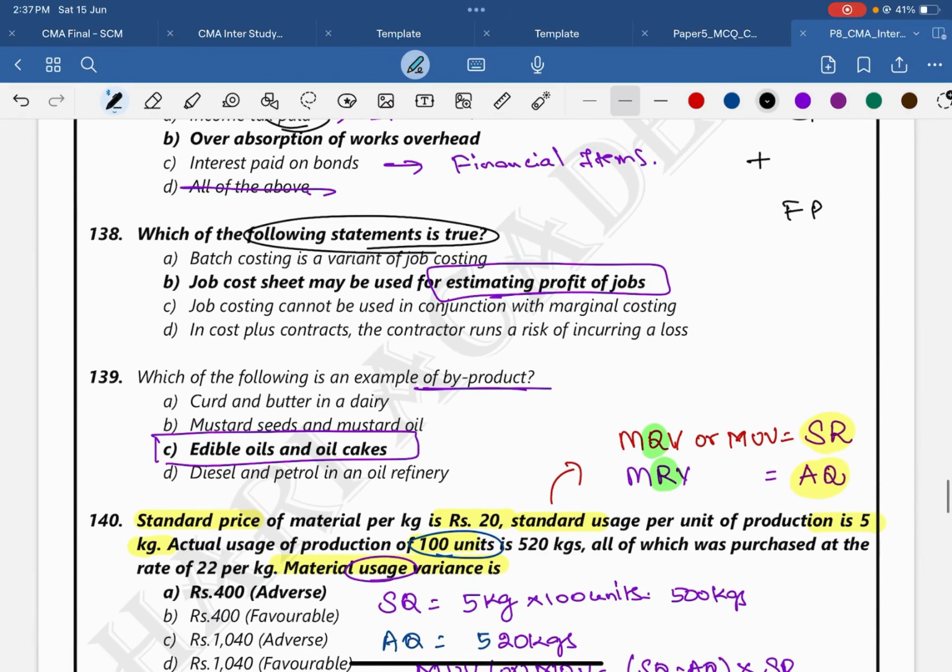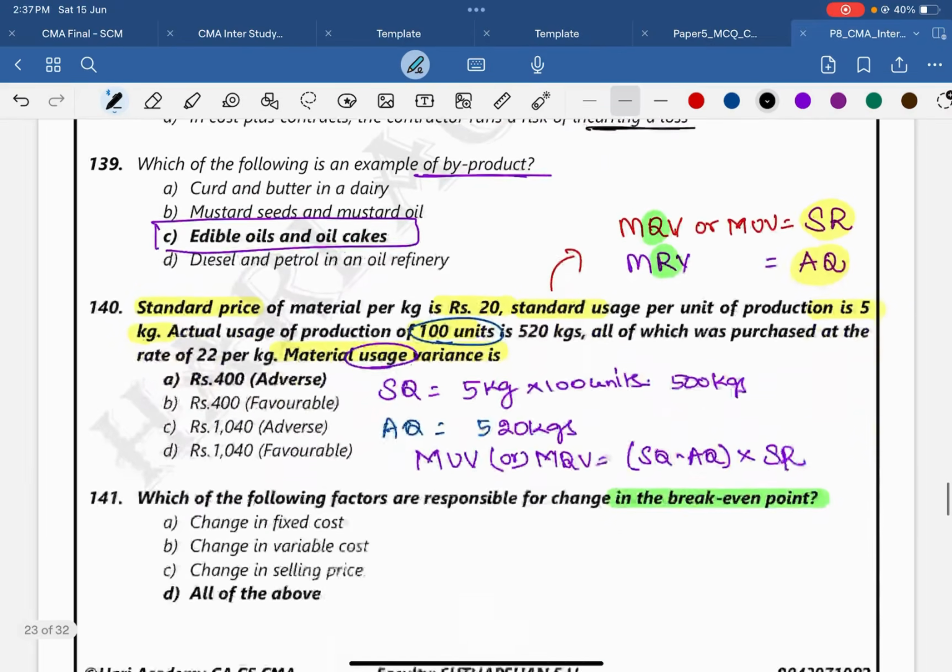138. Which one of the following statements is true? Okay, true they are asking. Batch costing is a variant of job costing. Job costing may be used for estimating the profit of the particular job itself. Correct. Next, job costing cannot be used in conjunction with marginal costing. No, you can use it. Then in cost plus contract, the contractor runs a risk of incurring loss. No, they are not incurring any losses over there.